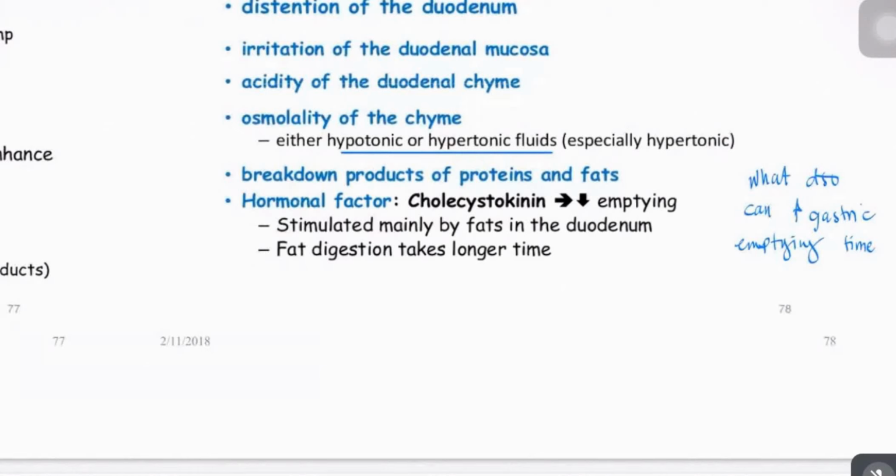Okay? We have the cholecystokinin. Thereby, it will decrease the emptying. Okay? So, stimulated mainly by fats in the duodenum, but digestion takes long.